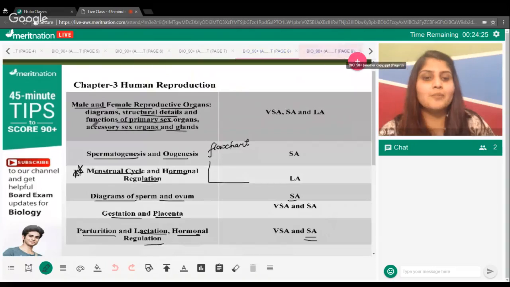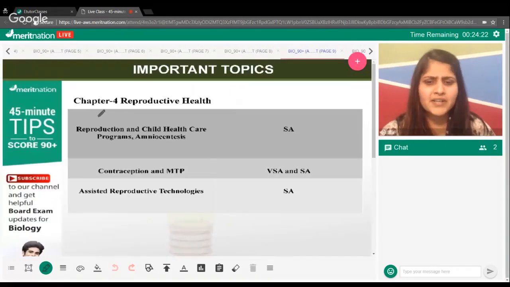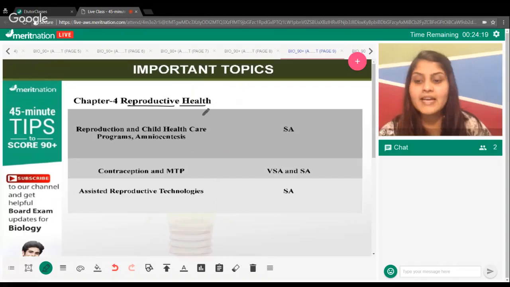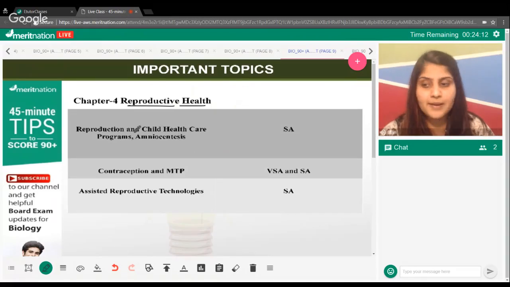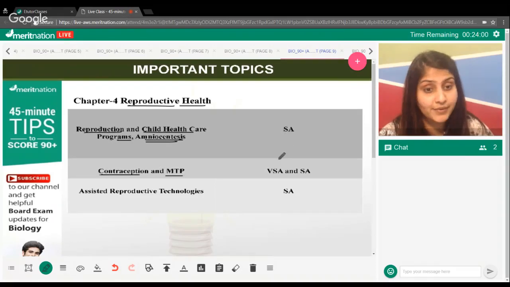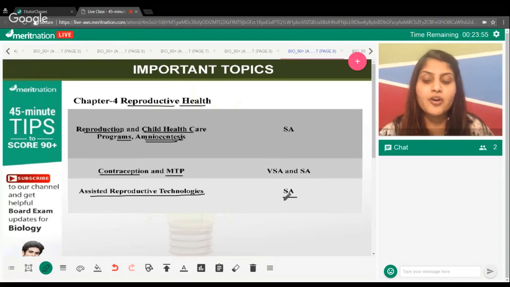Now moving on to your next chapter, an easy chapter, which is reproductive health. Please make sure you read the whole chapter from the perspective of short answers. For example, you need to know about reproduction and child health care programs, the merits and demerits of amniocentesis, contraception and medical termination of pregnancy, right? And assisted reproductive technology. Prepare it for short answer type questions. So expect one or two questions from this topic as well.